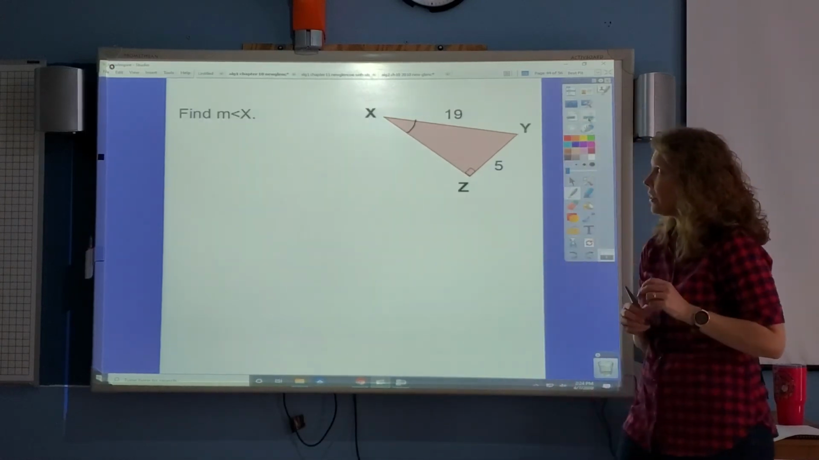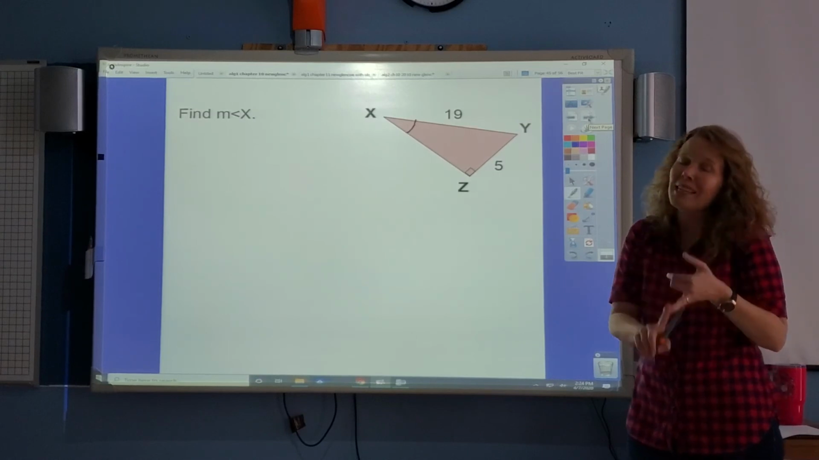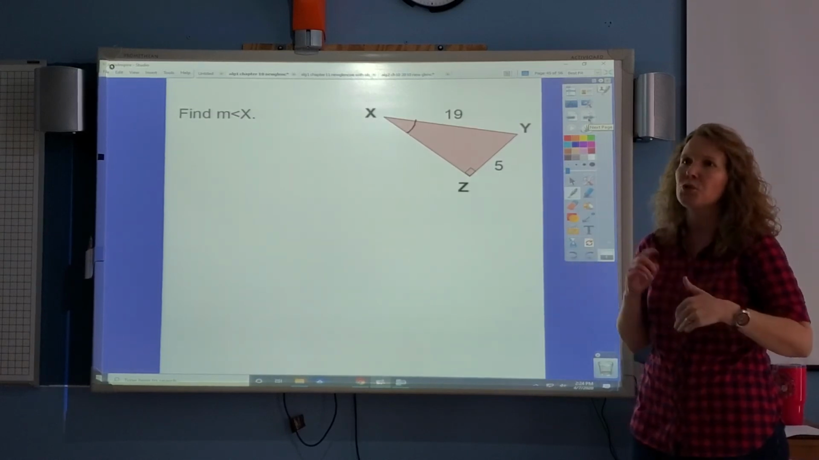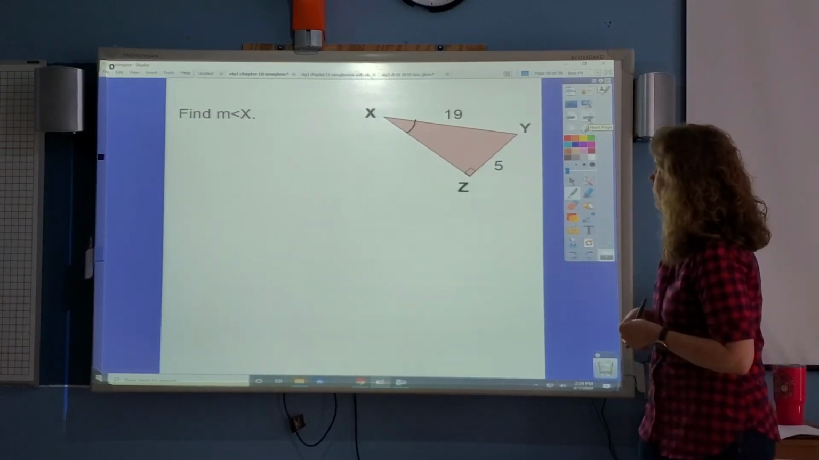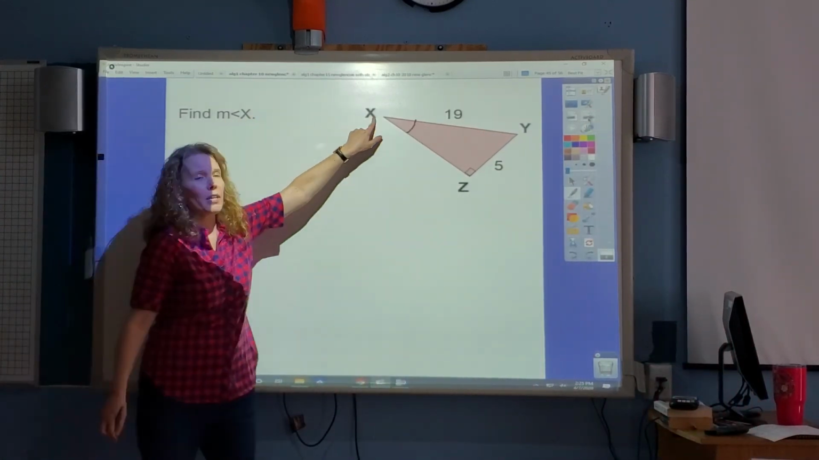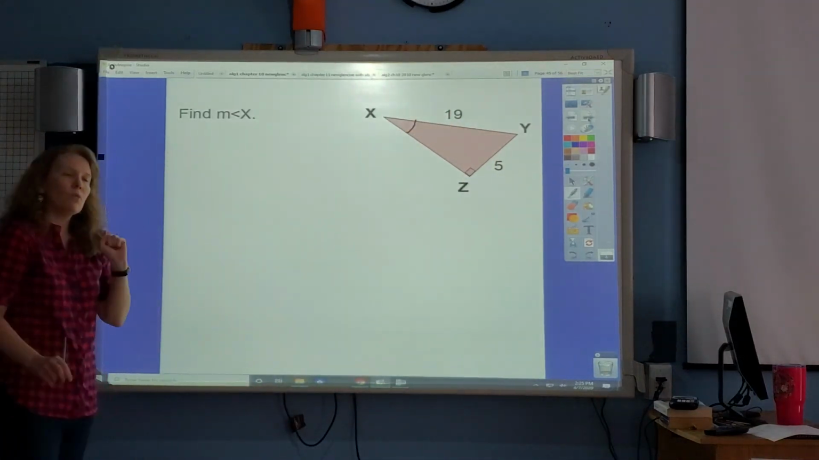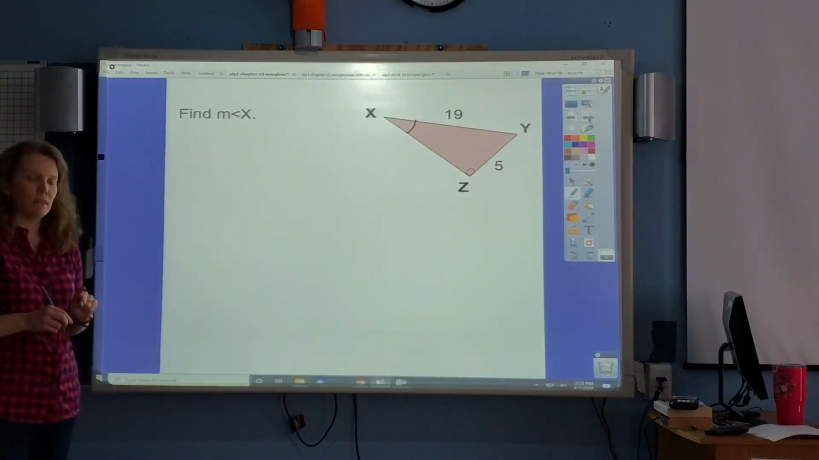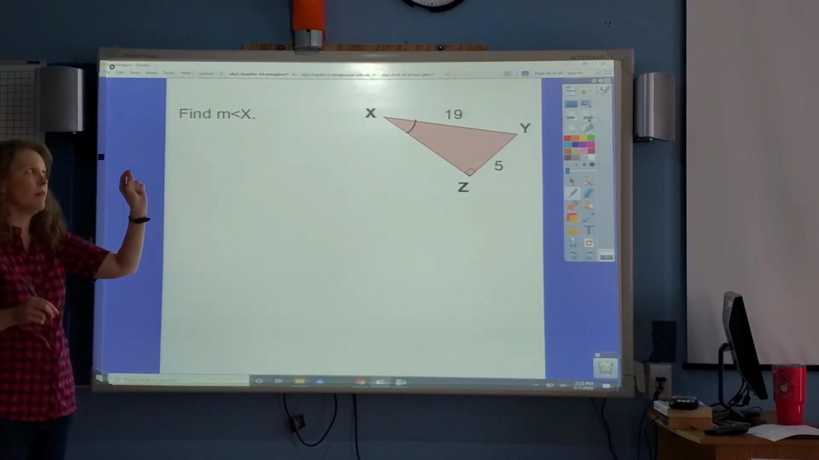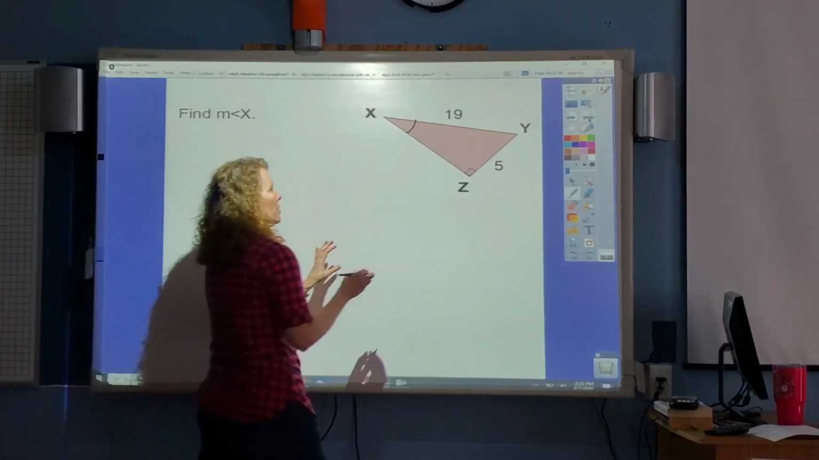So when we get started looking at the triangle, look what it says, and look what was given, and start figuring out which trig ratio you are really going to be working with. So find the measure of angle X. There's X. And they gave us 5 and 19. What I would do, while I'm looking at X, go label 5, go label 19, and then start thinking about which of the 3 ratios we're going to use.